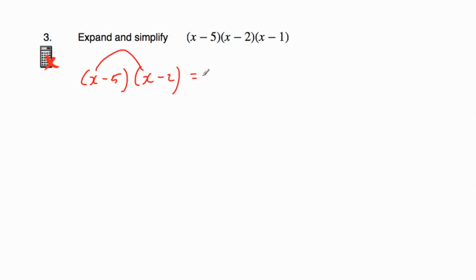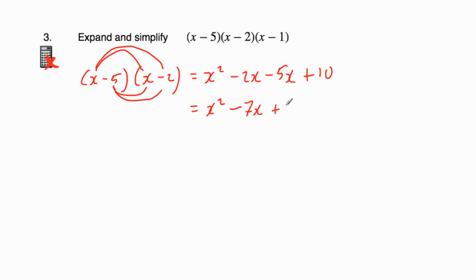X times x is x squared. X times minus 2 will be minus 2x. Minus 5 times x will be minus 5x. And then minus 5 times minus 2, well, negative times a negative is a positive, so that's going to be plus 10. And then that will give us x squared. The x terms will simplify, so minus 2x minus 5x, that's going to be minus 7x plus 10. So we've expanded our first pair of brackets, and now we just need to multiply that by x minus 1. So let's do that and see what we get.